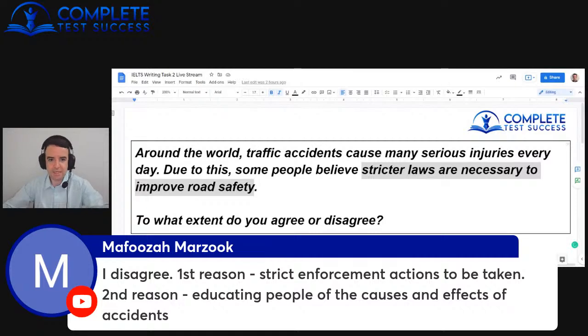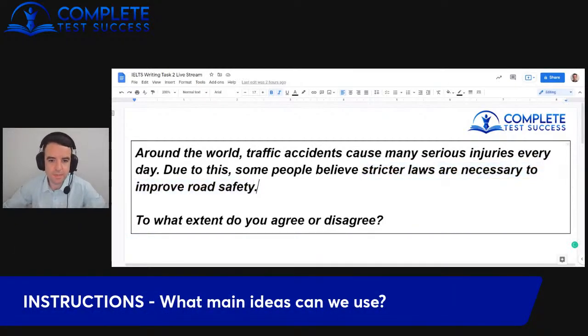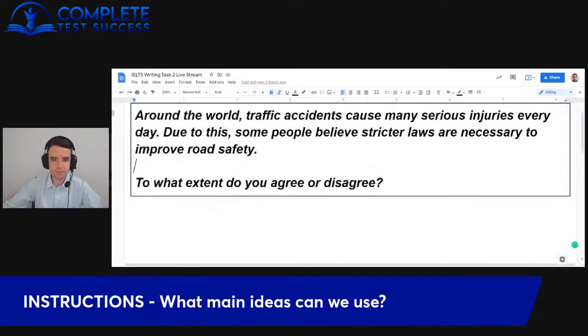So you need to state clearly how they would be more effective. Okay, so it seems like this question is a bit confusing for some of you. So let's look at it. Like, you're saying this.